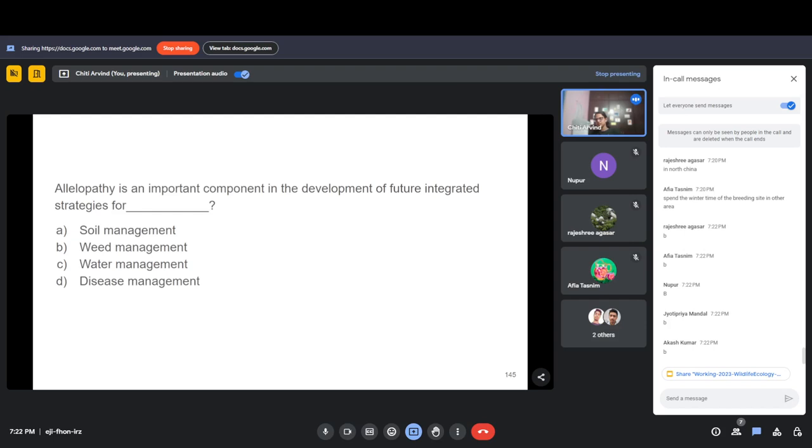Can someone explain what is allelopathy? Okay, a push factor. What does it entail? What does the mechanism of allelopathy entail? Right. So, does it positively affect the growth of others, or does it negatively affect the growth of others? Negatively, right? Okay.